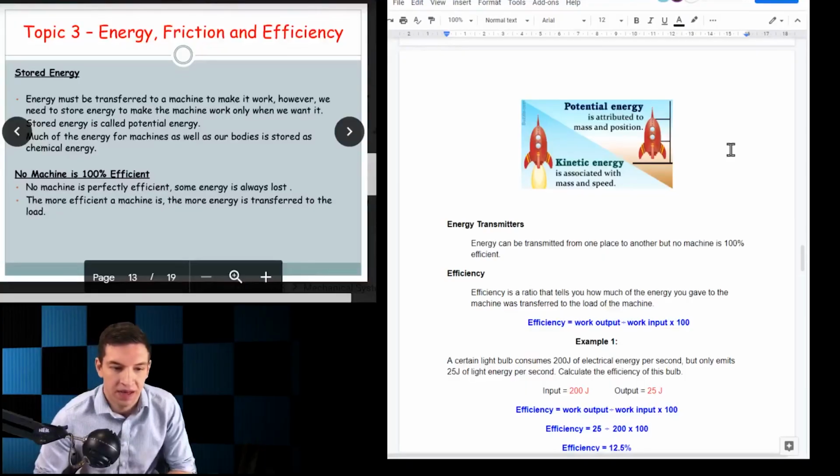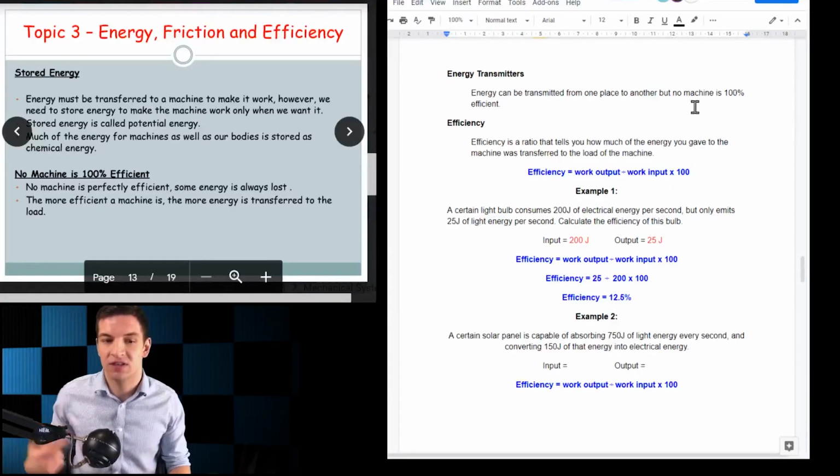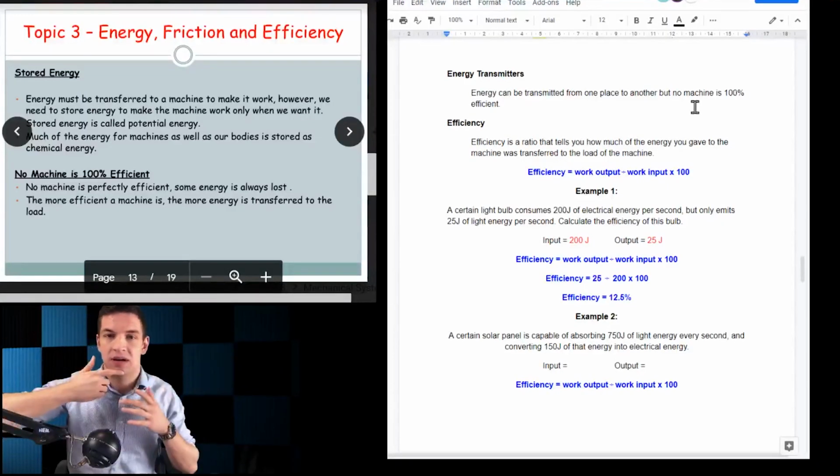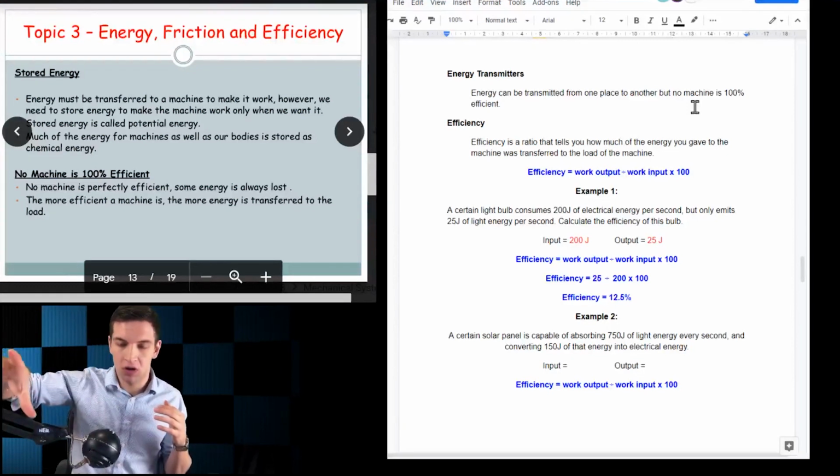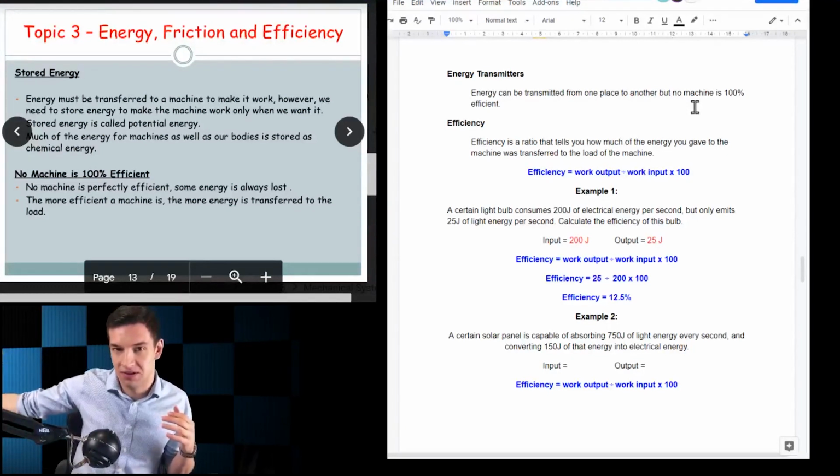Okay? Now let's get into efficiency, everyone. Efficiency is a ratio that tells you how much of the energy you give to the machine was transferred to the load of the machine. You have a light bulb, okay? We're talking about efficiency here, okay? And the goal of a light bulb is to have all the energy you give to it turn into light, because that's the goal. Now, unfortunately, the goal doesn't always come to pass, right? Most of the energy of a regular incandescent light bulb is given off as heat.